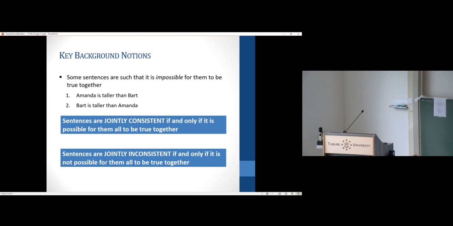So, to put it in terms, and I think we mentioned this earlier, we can say some sentences are jointly consistent if and only if it's possible to make them all true together. And some sentences are jointly inconsistent if and only if it's impossible for them to all be true together. So in this case, 1 and 2 are jointly inconsistent. There's no way to make them all true together.